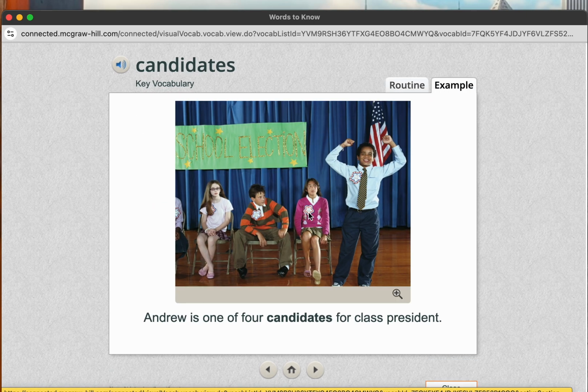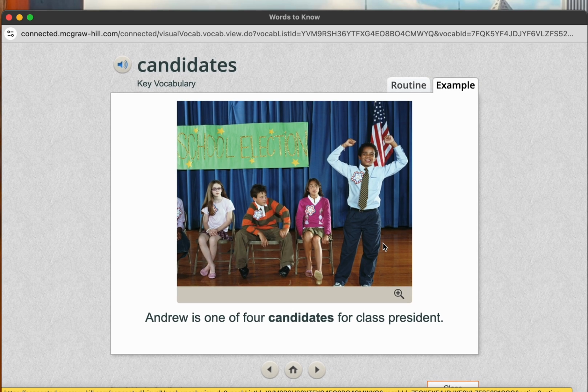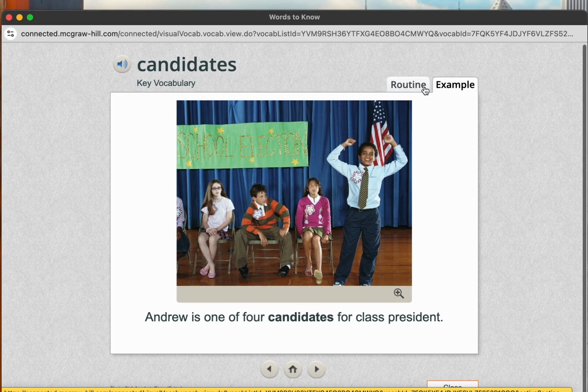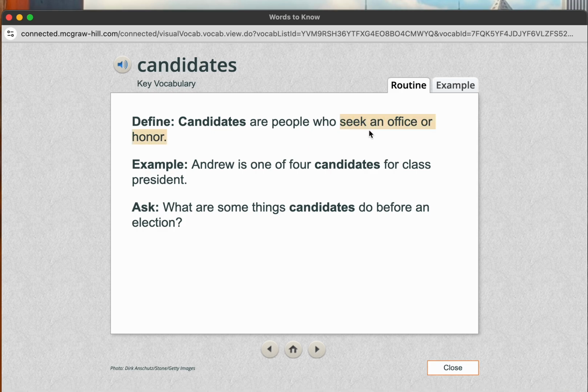Okay, another example. Candidates. Andrew is one of 4 candidates for class president. Candidates. So the definition is candidates are people who seek an office or honor. And what they mean by seek an office or honor is they want to become a member, or they want a certain position, okay? Think about it that way. They want a position within either the government or some sort of system. So they are candidates and they want people to vote for them.